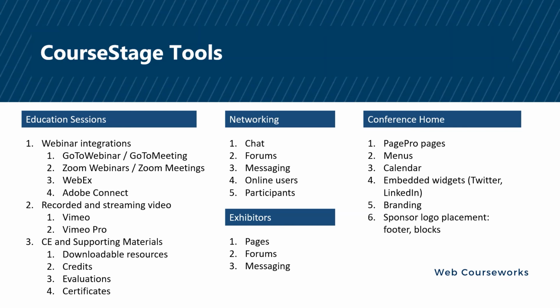And then just having your conference home. If you're familiar with the CoreStage nomenclature, I think we're talking about Page Pro courses here most of the time. It's certainly what we've seen our clients using. So you're building out your conference as a set of pages. You can build your own menus, or you can use the left navigation. You can customize that through Page Pro. There are also course level calendars. You can embed widgets like Twitter and LinkedIn.